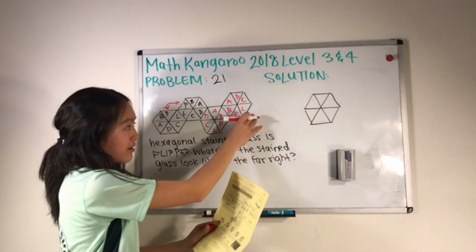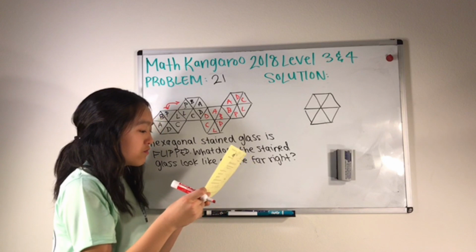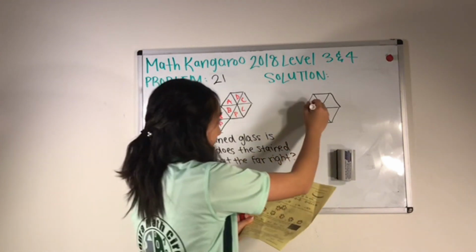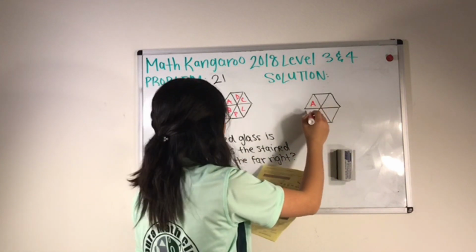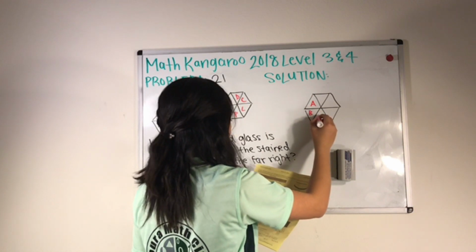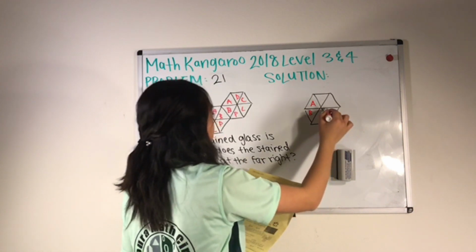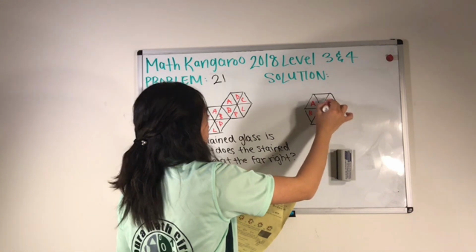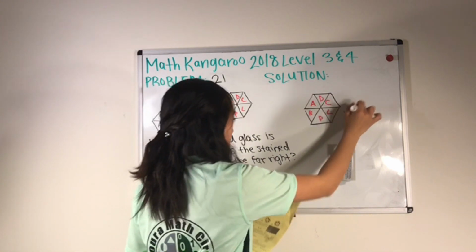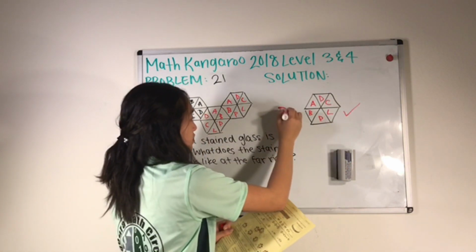Now all you have to do is compare this with one of the answers. And if you look, letter B has an ant over here, a butterfly over here, a puppy over here, and then a ladybug over here, a cat over here, and a dolphin over here. Therefore, letter B would be our answer.